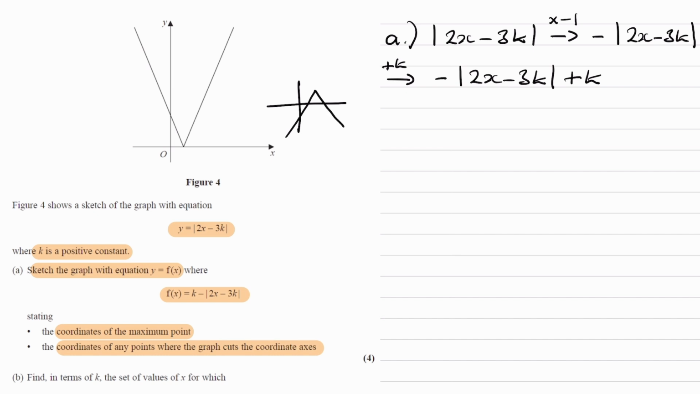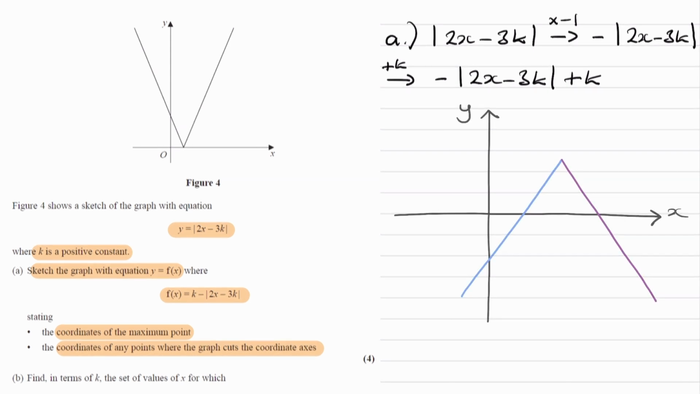So what I'll do is I'll draw that larger and neater over here. So there is our modulus function. I've drawn it as two separate lines, a blue line and a purple line. Now what we're going to do is work out the equations of these two lines. That will help us to work out the maximum point, which will be this point over here, and also the points where it crosses the coordinate axes. So that would be these 3 points, and this point, so there's 4 points overall we need to work out.